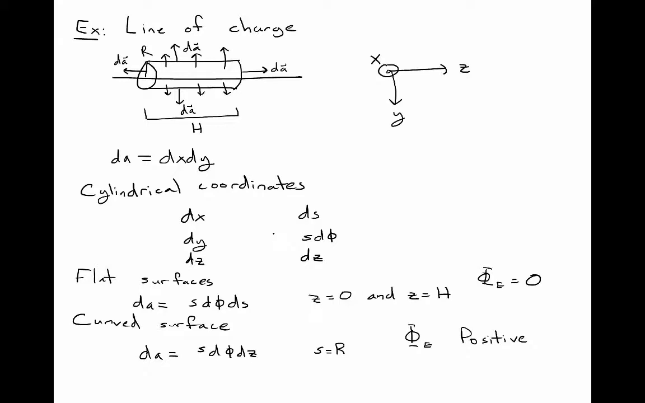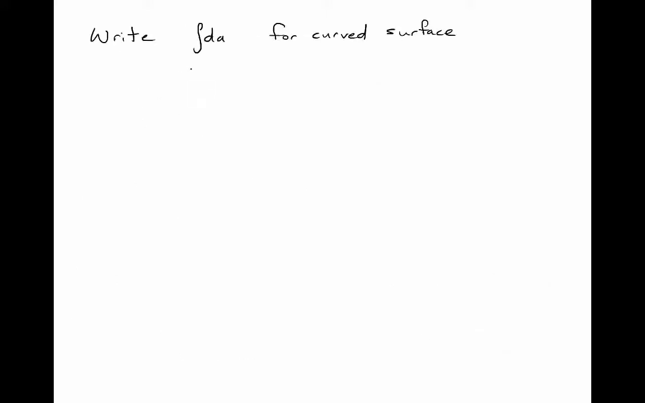Now I showed you how to set up this integral for rectangular coordinates. I'm going to ask you to do this yourself for cylindrical coordinates. So what I want you to do is write out in cylindrical coordinates for the curved surface of the cylinder, what is this integral? So what do you need? ds, d phi, dz. What are the bounds of the integral? What do the variables range between when you do this? So go ahead and try out setting up this integral.